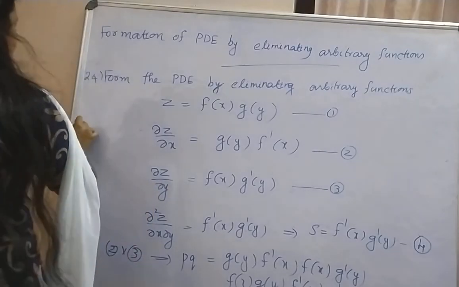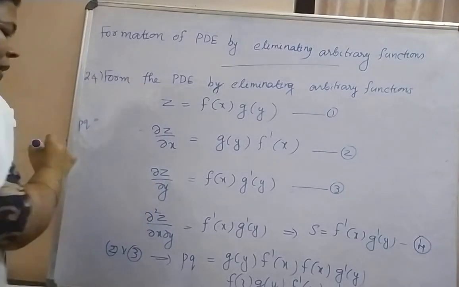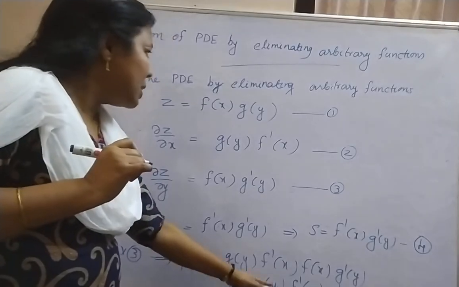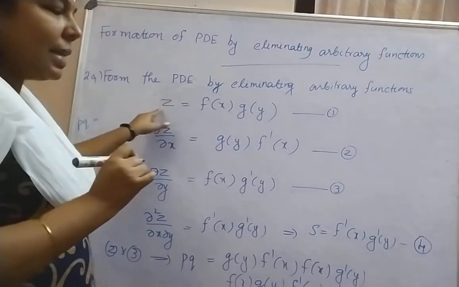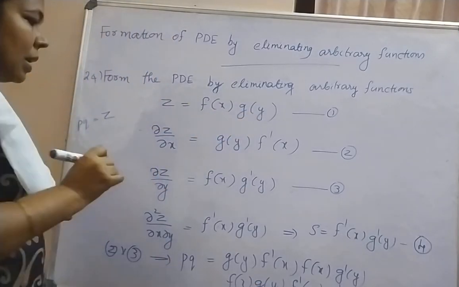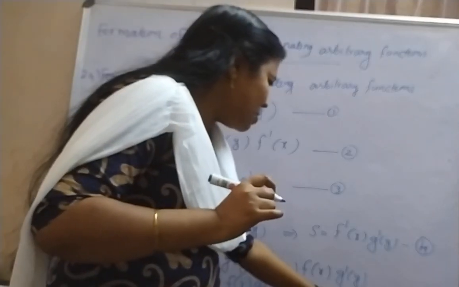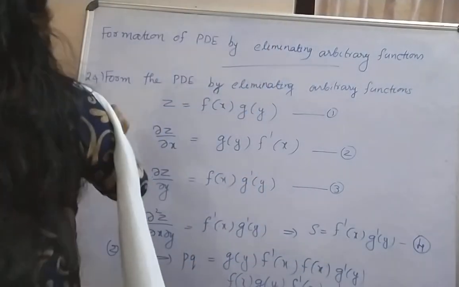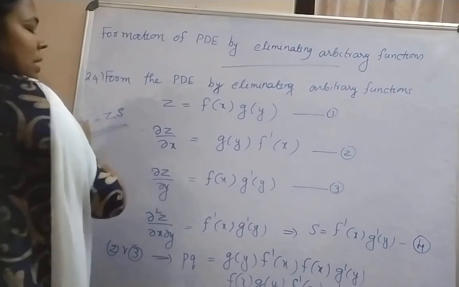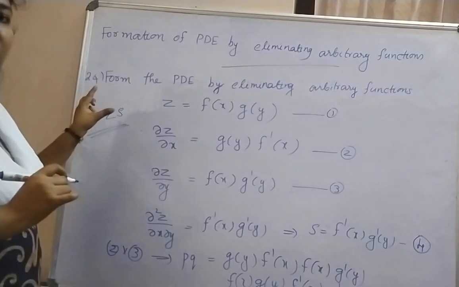That is PQ equal to, what about f of x into g of y? F of x into g of y is z. Then f dash x into g dash y is s. That is PQ equal to zs, which is the required partial differential equation.